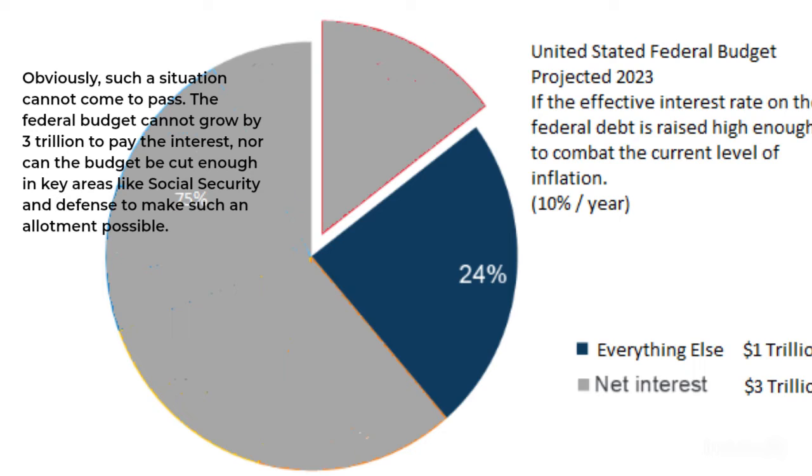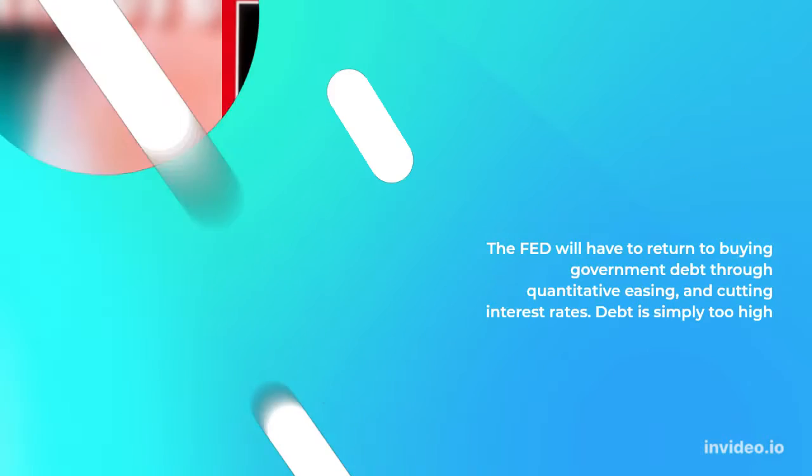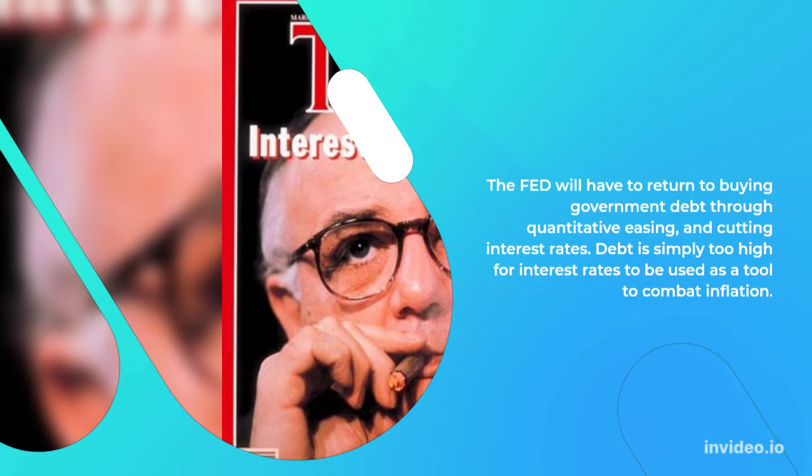The federal budget cannot grow by $3 trillion to pay the interest, nor can the budget be cut enough in key areas like Social Security and defense to make such an allotment possible. The Fed will have to return to buying government debt through quantitative easing, and cutting interest rates. Debt is simply too high for interest rates to be used as a tool to combat inflation.